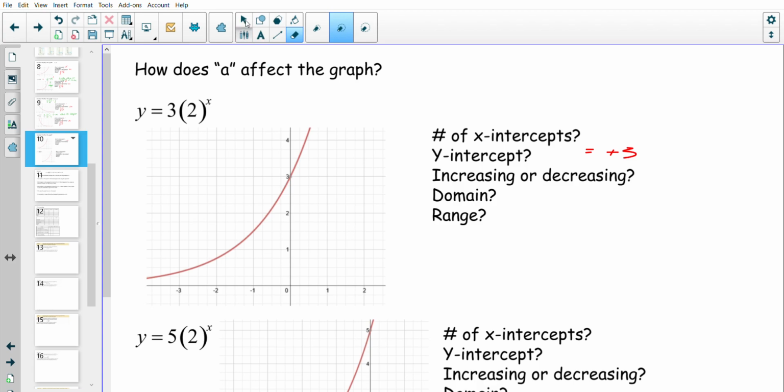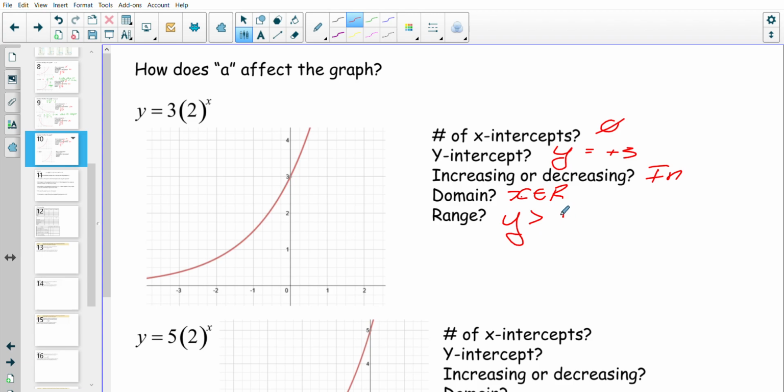We have no x-intercepts. We are increasing. Our domain is x is any number that is real, and our range is y must be greater than 0. Not greater than or equal to, must be greater than 0.